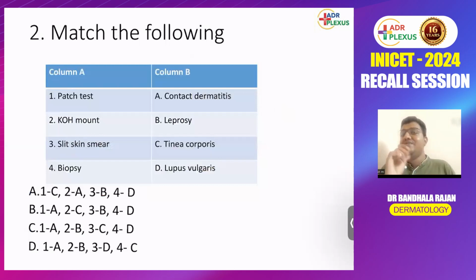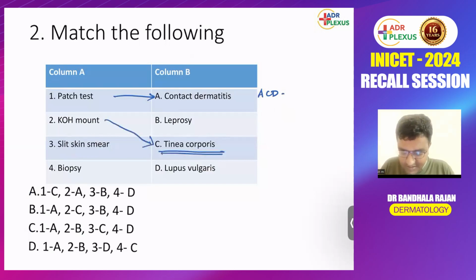For example, patch test is used to diagnose allergic contact dermatitis, right? So it is very, very direct. KOH mount is useful in fungal infections like tinea corporis. And slit skin smear we do for leprosy. In these kinds of questions, if you are able to answer at least 2 or 3 options correctly, the fourth one you can identify easily.